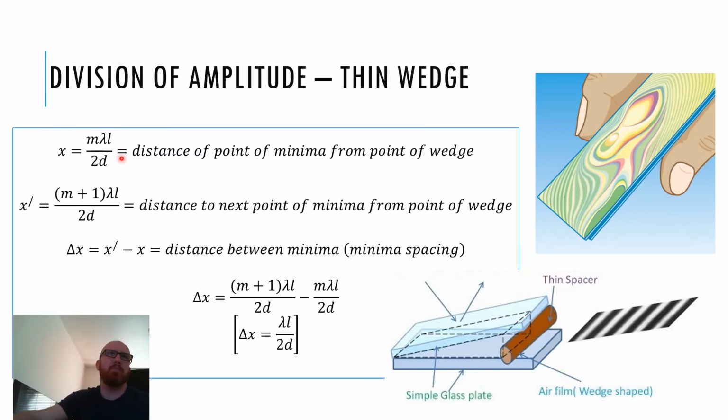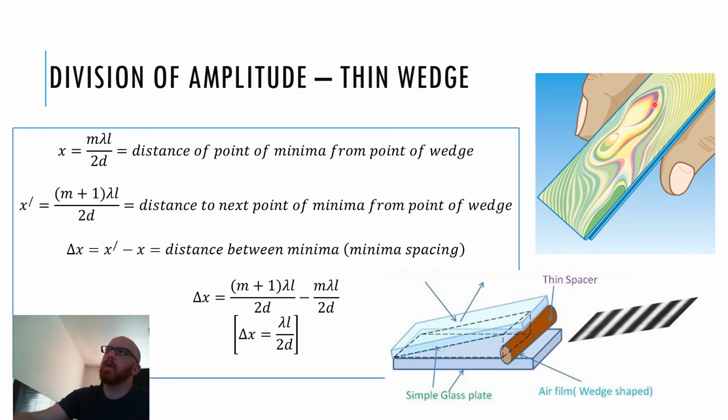So now interested in this point. This is the distance of the point of minima from the point of the wedge. When we talked about the destructive interference point, we are saying the point from the end of the wedge to a destructive interference point.